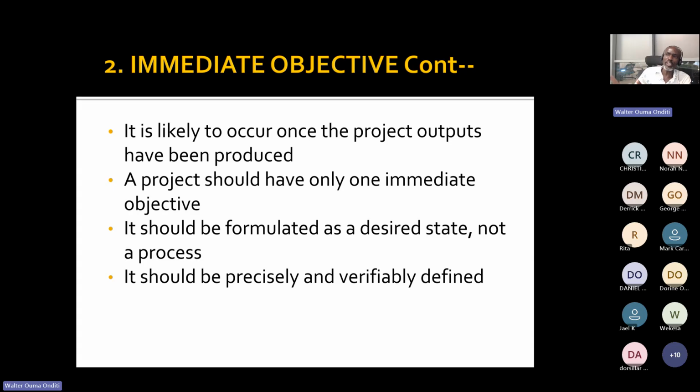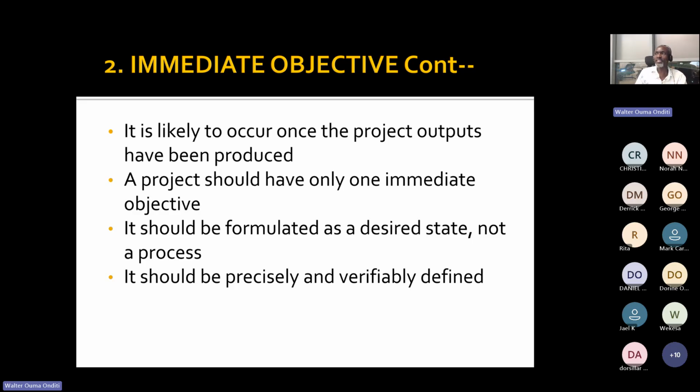So bear in mind, it should be formulated as a desired state. The key word is a desired state, not a process. The other one, we say desired end game, but here we are saying a desired state, that if you are here, then there's a likelihood that the desired end game should come. Remember that, because that is really how the intermediate objective or purpose statement is formulated.